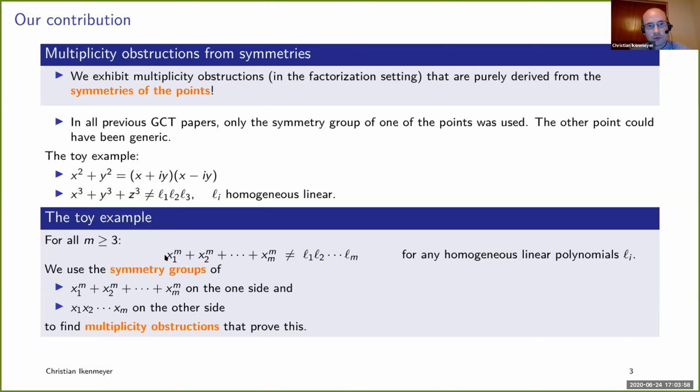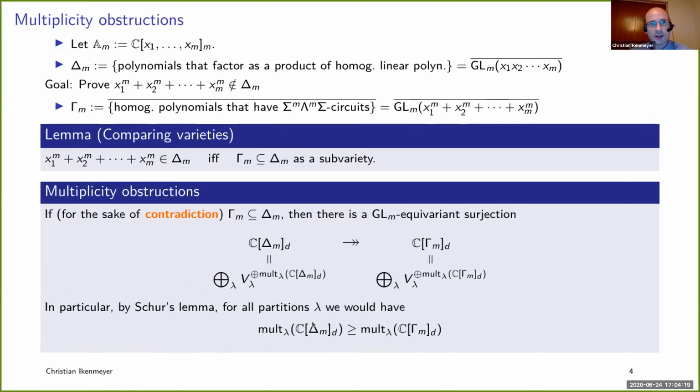For all m greater or equal to three, the power sum polynomial does not factor as a product of homogeneous linear polynomials. And we use two symmetry groups for this: one is the symmetry group of the power sum polynomial, and one is the symmetry group corresponding to this product, the symmetry group of the product polynomial x1, x2 times up to xm. And we find multiplicity obstructions that prove that. So what are those multiplicity obstructions? Let me give you a tiny glimpse of what I mean by this.